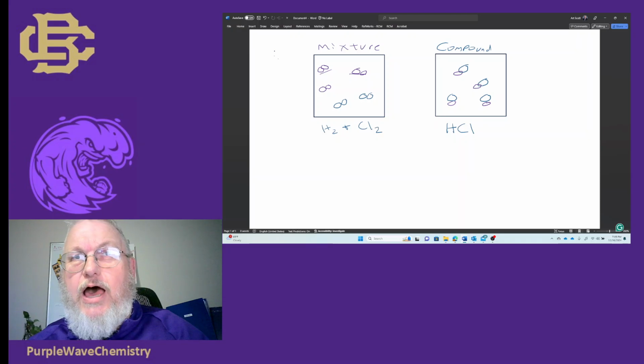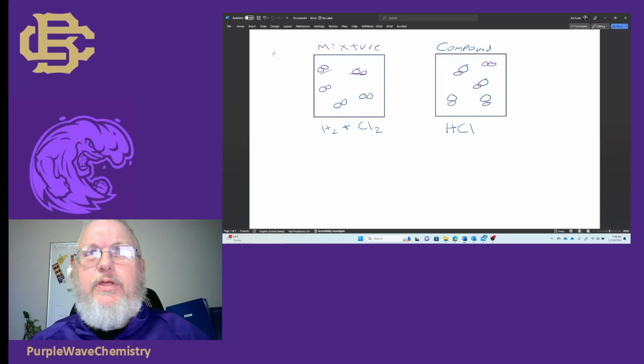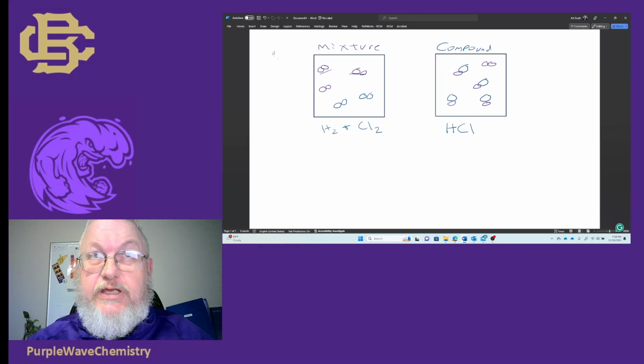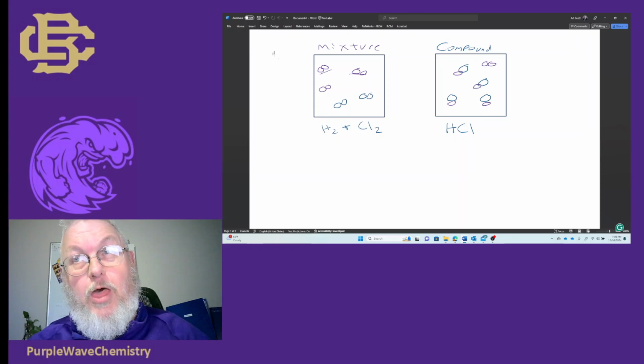So this is the compound hydrogen chloride, HCl, different properties from the mixture. And of course, now this is going to be a mixture because I have two hydrogens left. I got to throw those in there too. But the compound HCl is one hydrogen, one chlorine, always. That is the fixed ratio for hydrogen chloride.